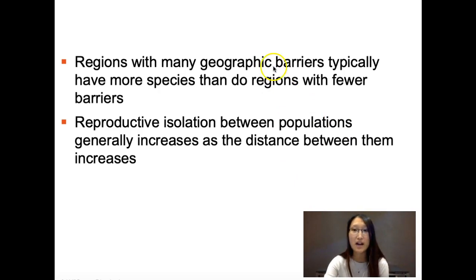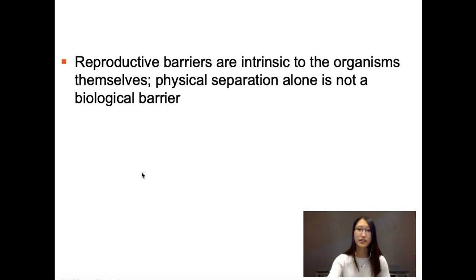Regions with many geographical barriers typically have more species than regions with fewer barriers, right? That makes sense, because the barriers prevent gene flow, which helps the build-up of the differences between different populations, which may lead to what we call reproductive isolation, which may lead to speciation. And then the second one also should make sense. If two populations are farther apart, generally it will be more likely for the two populations to evolve reproductive isolation.